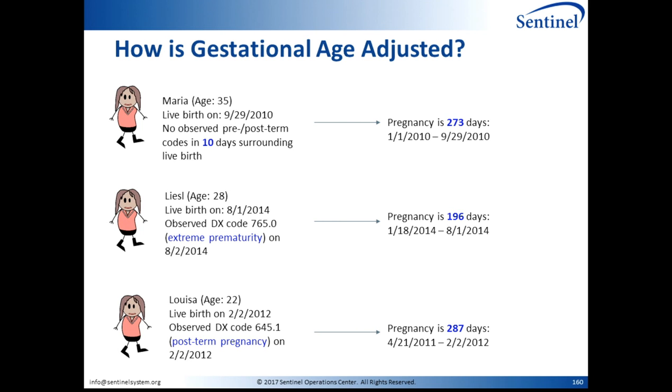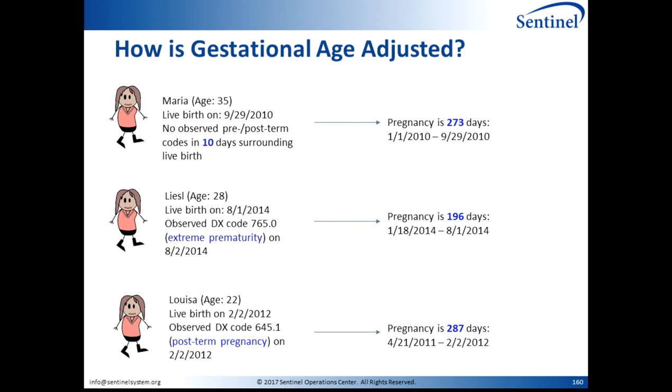In my second row there, I have a woman who is a 28-year-old who gives birth in 2014. She actually has an additional code aside from the delivery of having extreme prematurity. And that additional code changes the number of days of pregnancy duration and reduces it from what I would normally consider the 40-week 273 down to 196 days. That's an example of my preterm codes.